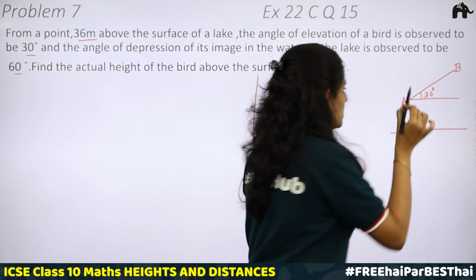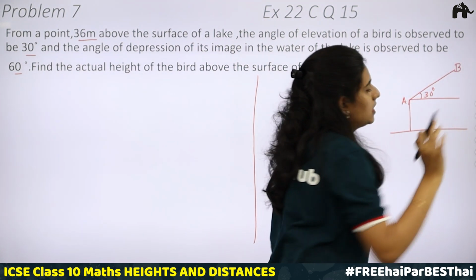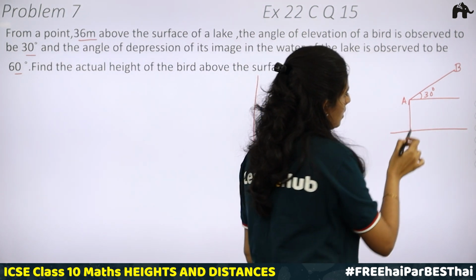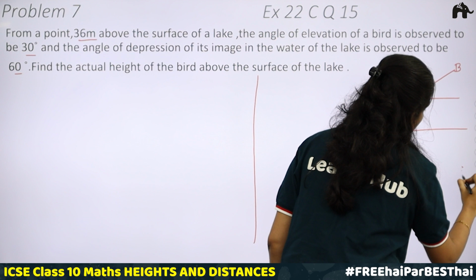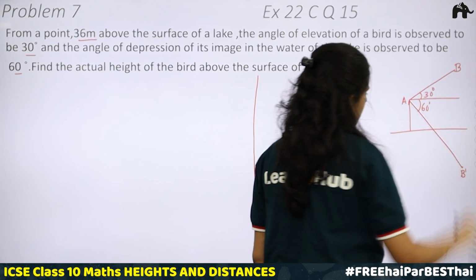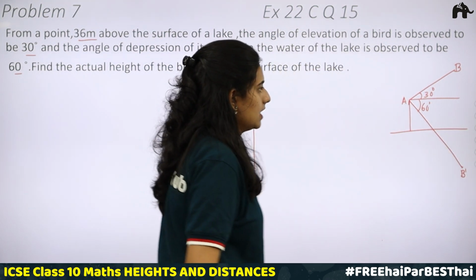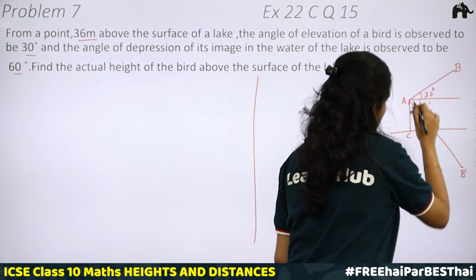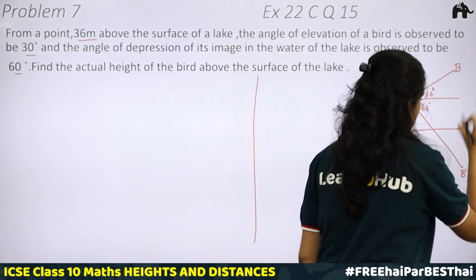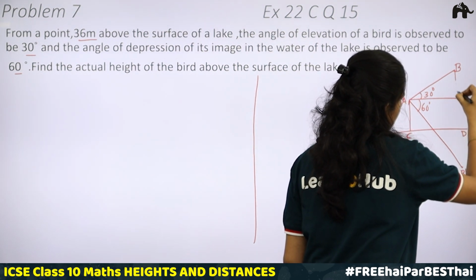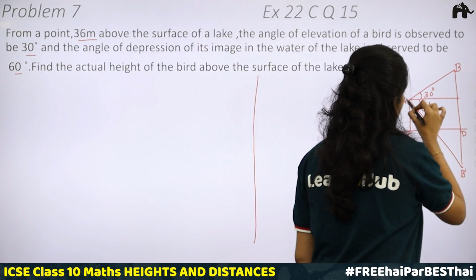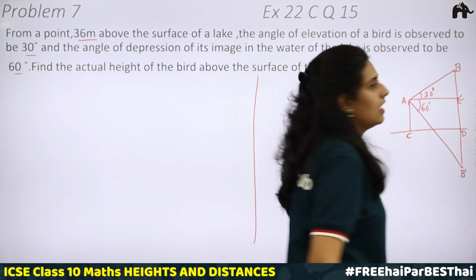Then what happens? From the same point A, when the image of the bird is viewed, the image of the bird is in the water. When the image is viewed, we get some B dash and the angle of depression will be 60 degrees. Let us take the point on the surface of the lake as C and this point as D, and here let us join this. Here this horizontal line touching this line, we take it as E.